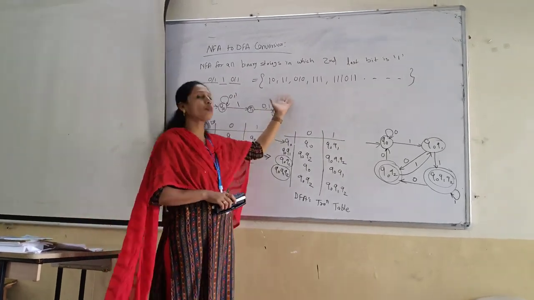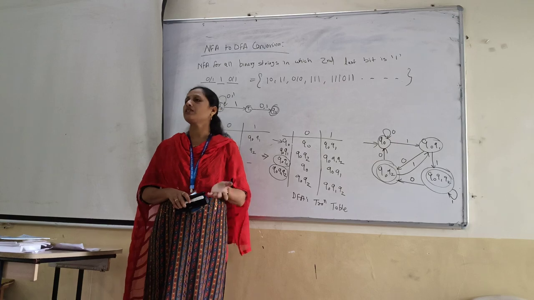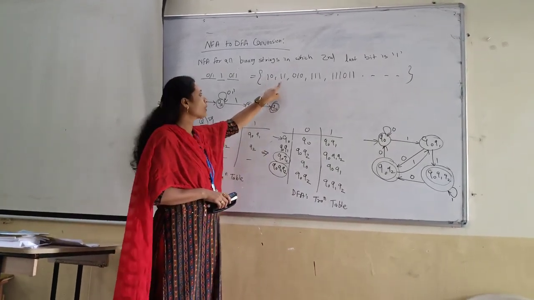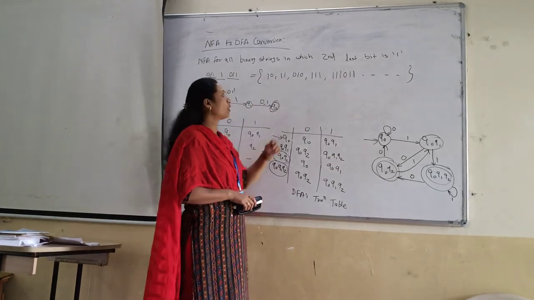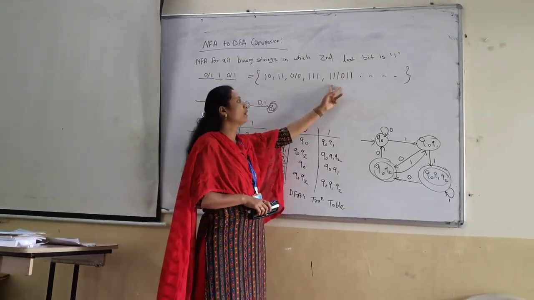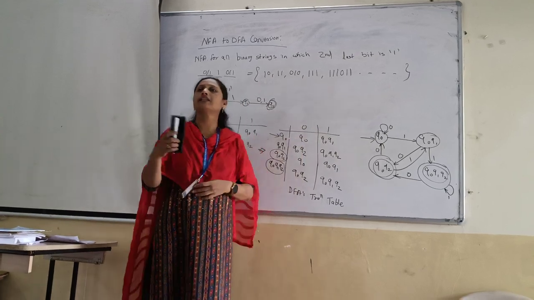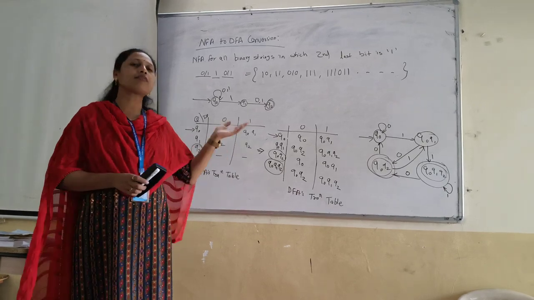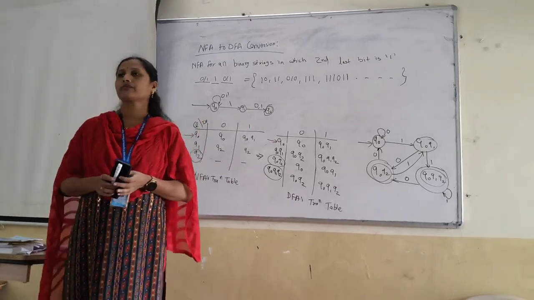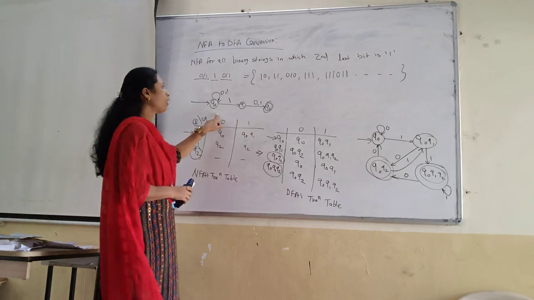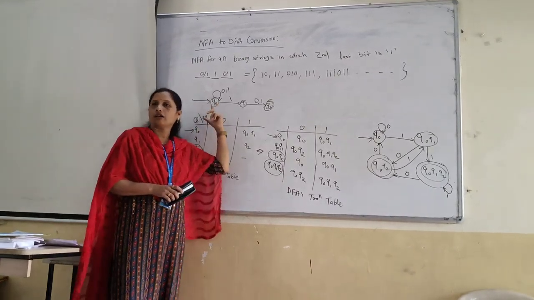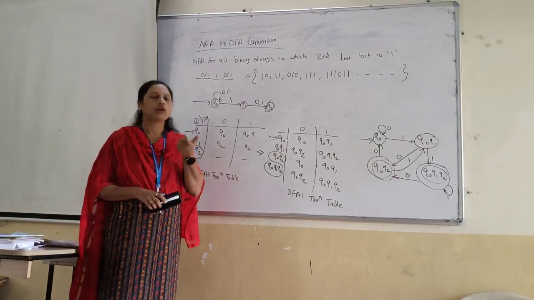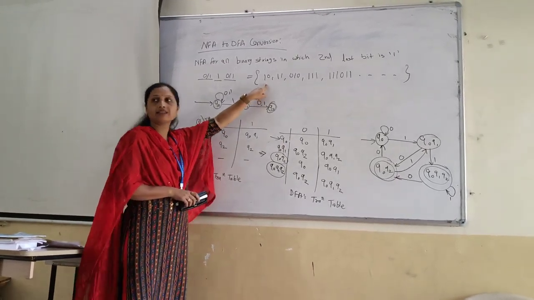Now, we are going to list all the possible strings belonging to that language. The second last bit should be 1: 10, 11, 010, 111, 0110, 1011, and so on. Like this, you can have any number of possible strings belonging to that language. Is this language finite or infinite? Infinite. Now, while drawing the NFA, you have to look at the minimal possible length string.